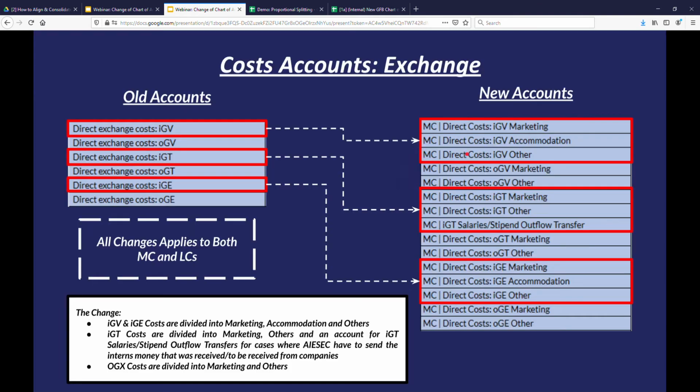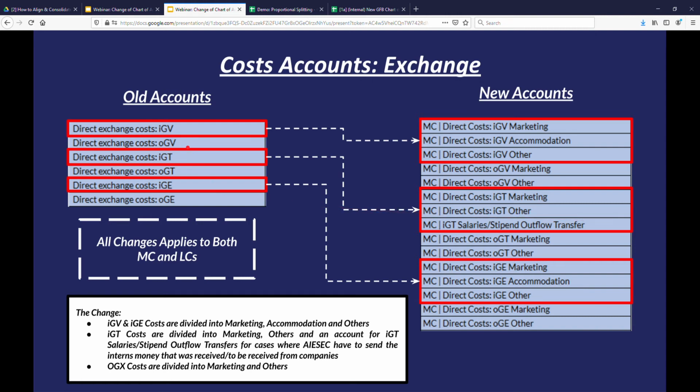Going to cost. First is exchange. All of the products actually changed. For ICX, IGV and IGE were split into marketing, accommodation, and others cost. So we put here the marketing part. But for IGT, we got marketing, others, and also an equivalent to the inflow salaries, which would be the salaries stipend outflow transfer. Meaning if there's a revenue that receives the money, then there should also be a cost that spends the money for the salaries of the interns.